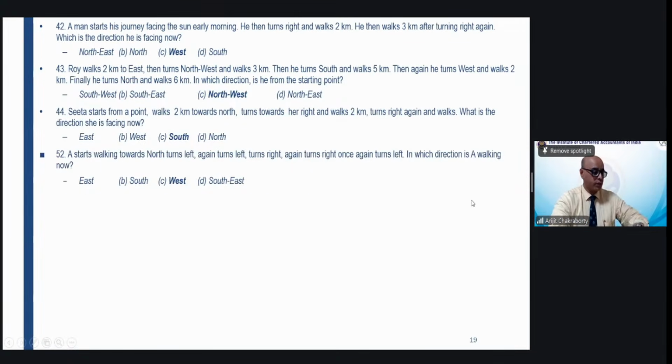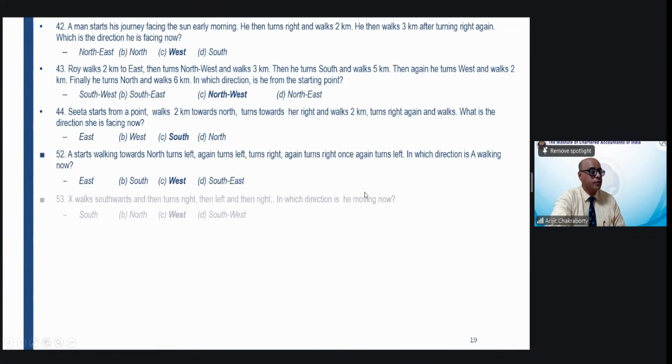A starts walking towards north, turns left. Again turns left. So north, left means now west. Again left means south. Now turns right, that means west. Again turns right, that means north. Once again turns left, that means west. In which direction is A walking now? Question number 52. You can see the final answer is west.